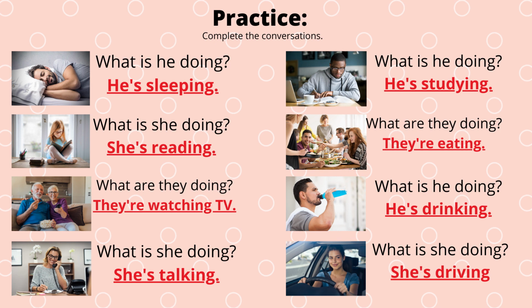He's studying. Number 6, what are they doing? They're eating. Number 7, what's he doing? He's drinking. Number 8, what's she doing? She's driving. So, did that make more sense? I hope that it did.